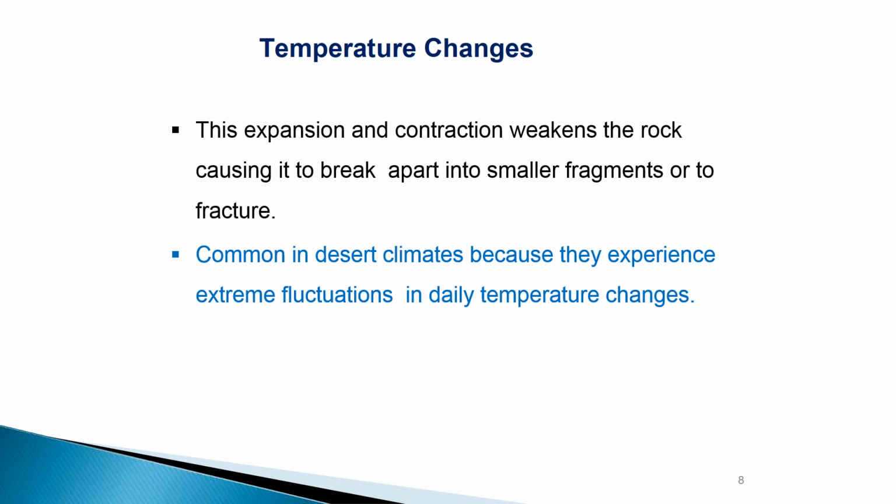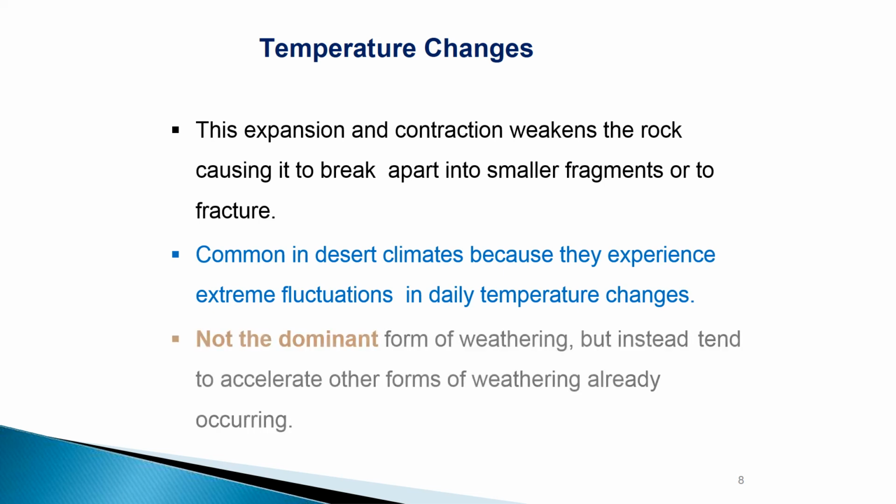And we usually find this kind of weathering in desert climates because they experience extreme fluctuation in daily temperature. We have very cold nights, very hot daytime, and so on. But keep in mind, this type of weathering is not the dominant one. It is not the common one, but instead tends to accelerate other forms of weathering. Okay?